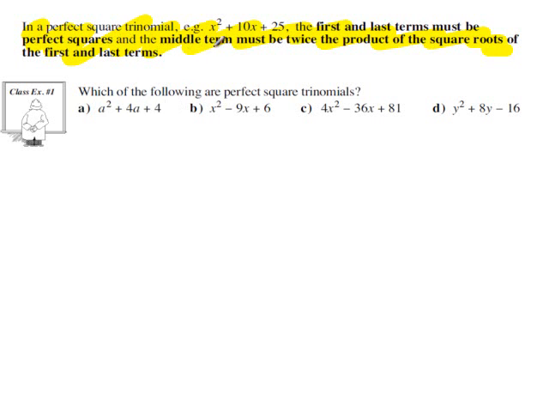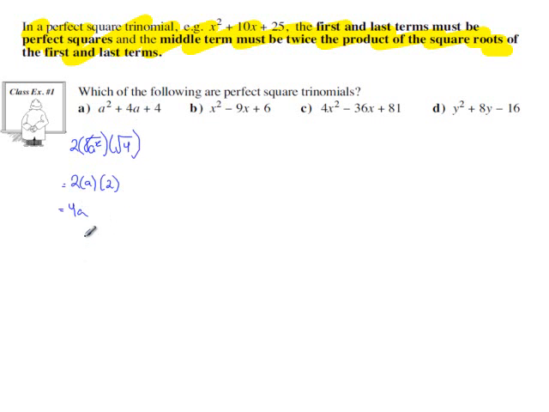Second one, the middle term must be twice the product of the square roots of the first and last terms. So if I do 2 times the square root of the first term times the square root of the last term, I should get the middle term. So let's see, 2 times the square root of a squared, the square root sign and the squared sign cancel each other out, so that's just an a. And the square root of 4 is 2. So 2 times a times 2 is 4a. So your middle term is 4a, that matches. So yes, this is a perfect square trinomial.